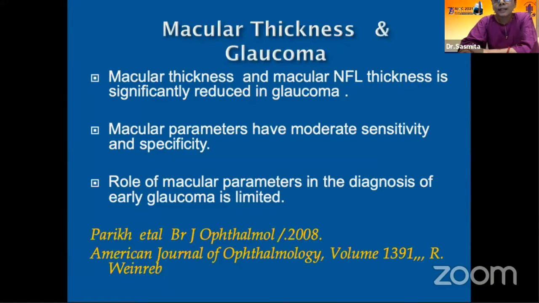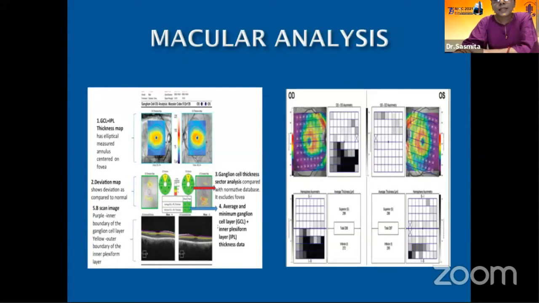So coming to macular thickness and glaucoma, macular thickness and NFL thickness are significantly reduced in glaucoma and important for early diagnosis in glaucoma, but it has moderate sensitivity and specificity, and diagnosis in early glaucoma is limited. Why? Because you need to have a normal macula to pick up the glaucoma. If the patient has diabetic retinopathy or some edema or macular degeneration, in those cases it is limited. So this is the macular analysis.